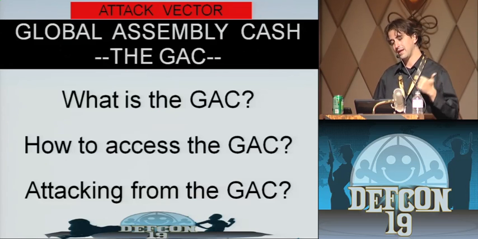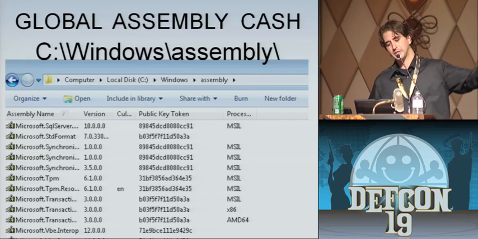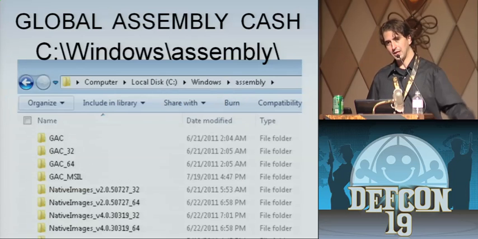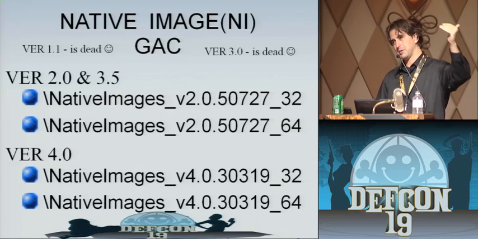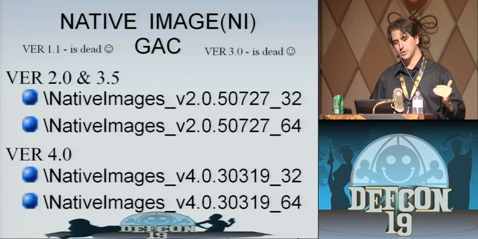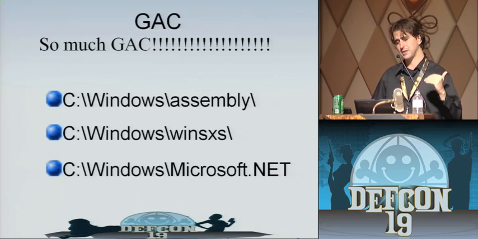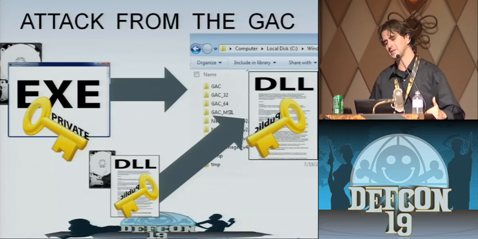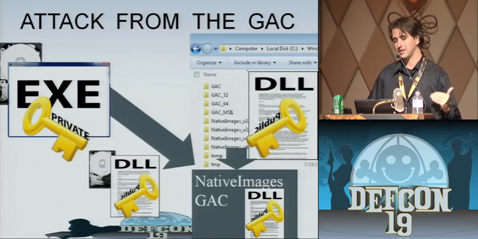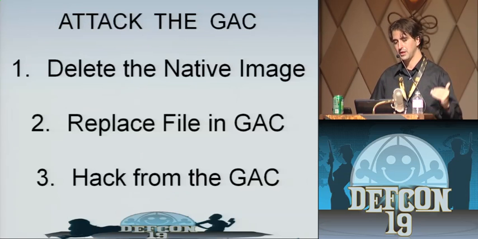GAC, you need to know what the GAC is. This is what the GAC looks like on disk. You take out desktop.ini, and it's a regular folder. There's a bunch of GAC, and a bunch of native images that you have to destroy. The GAC just goes on. And this is why you need to know about the GAC. When you call an executable, it puts its DLLs in the GAC. It then turns it into a native image. You delete the native image, replace it in the GAC, and then hack.